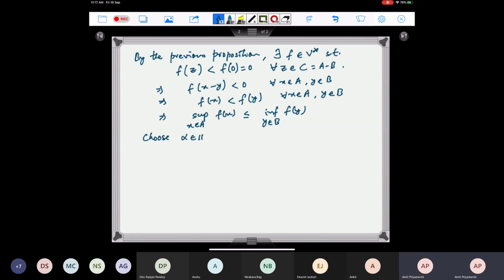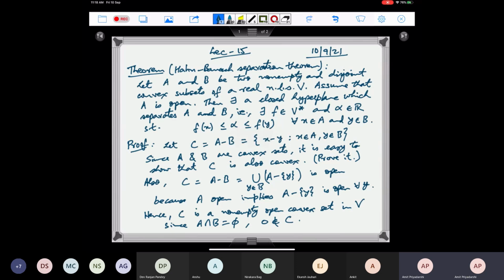So you choose any alpha which is between these two numbers, and that will do. Choose alpha in R such that this supremum is less than or equal to alpha, which is less than or equal to the infimum of f of y for y in B. Then f of x is less than or equal to alpha, which is less than or equal to f of y, for all x in A and y in B. So this is what we had to prove: that there exists some alpha and some bounded linear functional such that f of x is less than or equal to alpha less than or equal to f of y.